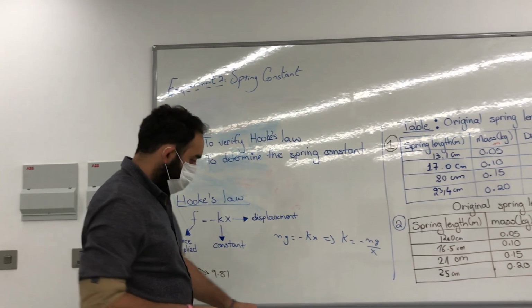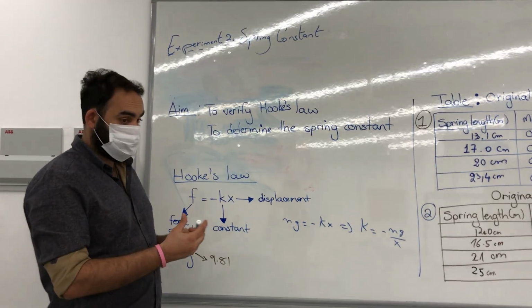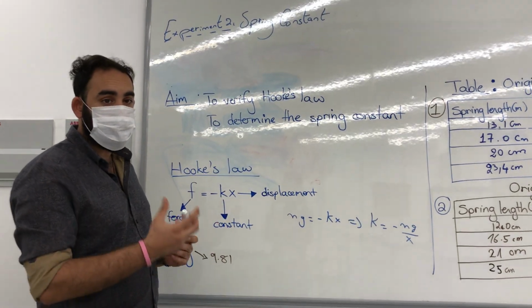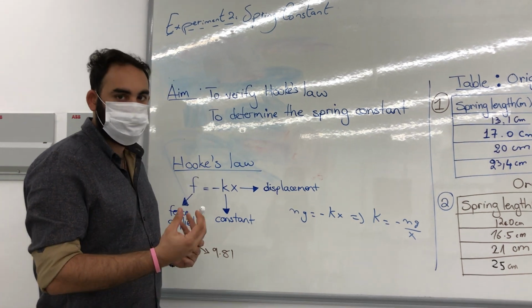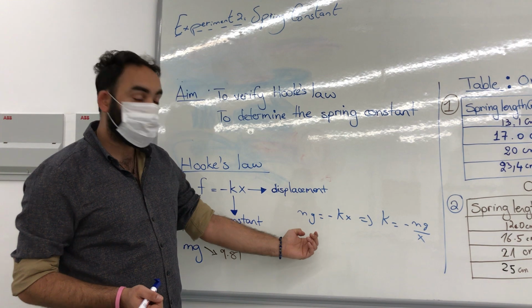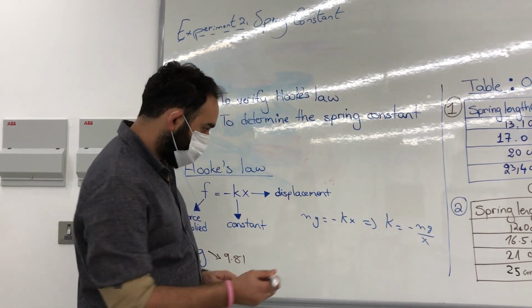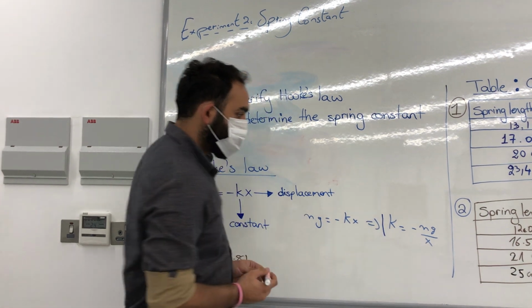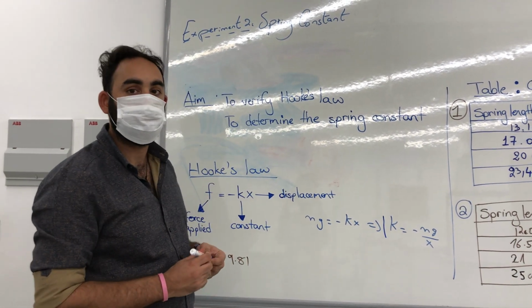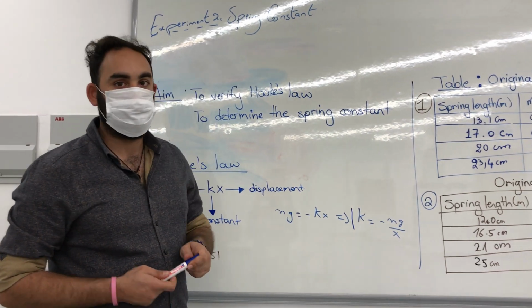As we see on the board here, by putting the mass, we just have the gravitational force acting. So the applied force here will be mg. So now mg will be equal to minus kx, which means k will be mg over x, ignoring the sign. This is your spring constant.